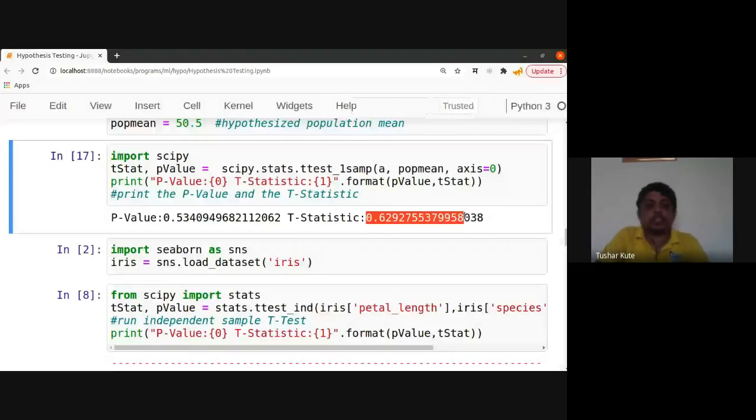And there are more tests that we can do. One sample test, this is the one sample test. If you want to apply a one sample T test, the function is ttest_1samp, which is applied. And for the same case also, we can calculate the value of the T statistic, and we can calculate the value of P. So here it is 53%.